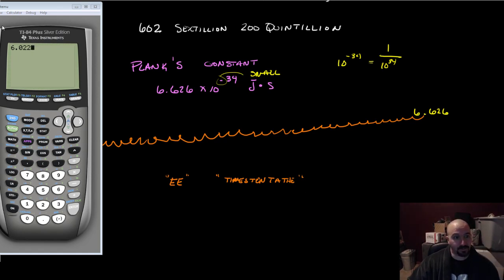So I put in my initial digits, and then I say times 10 to the, which is, in the case of the TI, the second key plus the comma. Notice the double E. I wish I had a zoom feature.